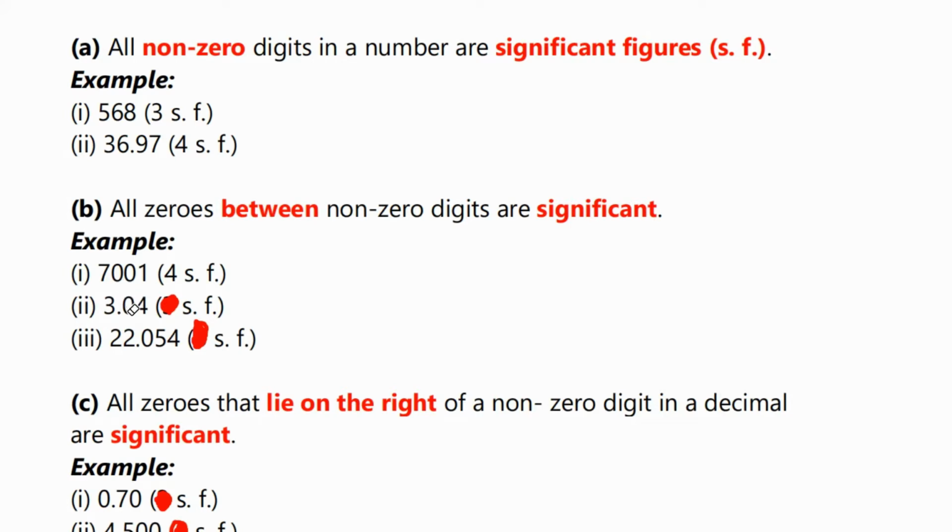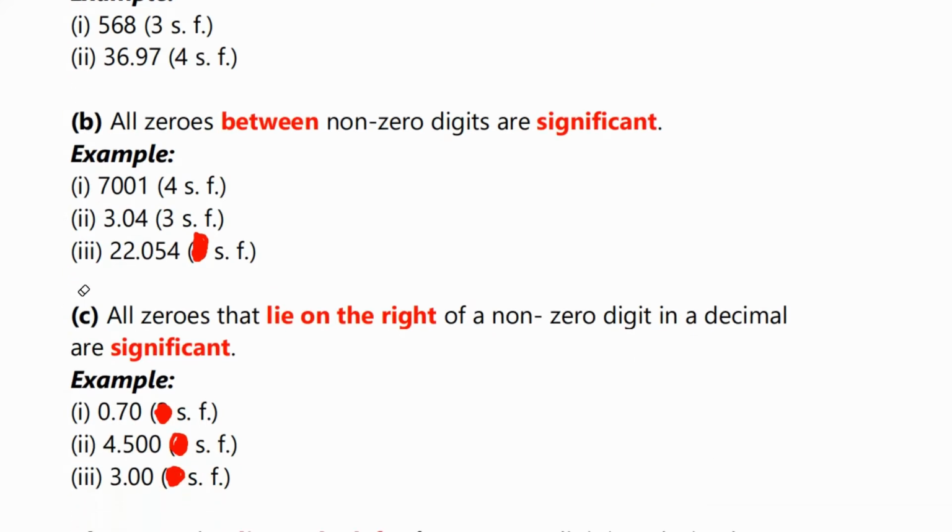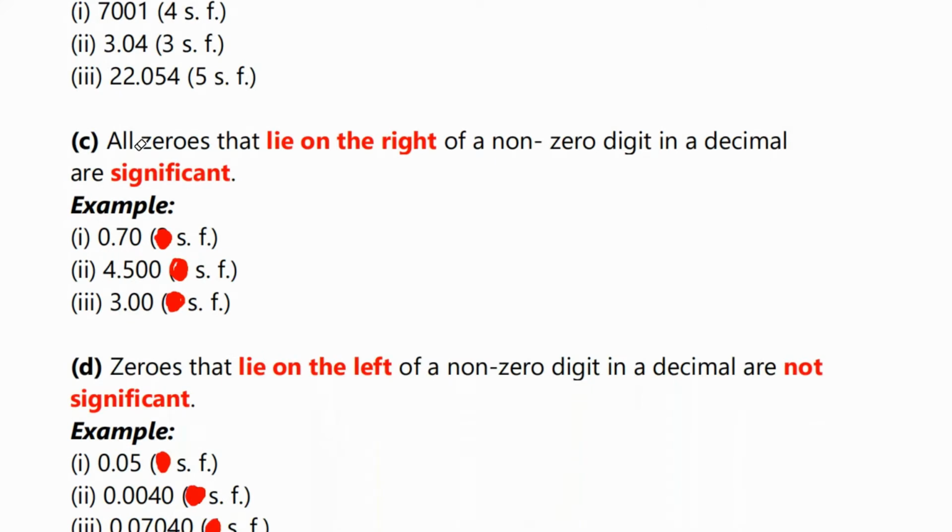For example, 0 in between 3 and 4. So 3.04. 1, 2, 3. 3 significant figures. Number 3. 0 between 2 and 5. Also counted. So 1, 2, 3, 4, 5. 5 significant figures.